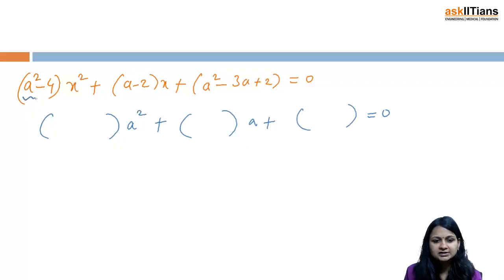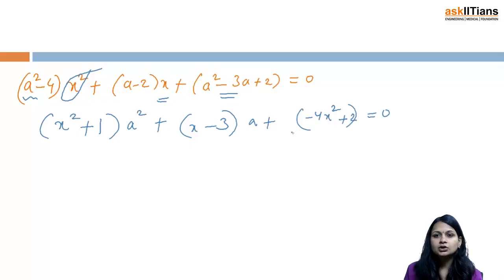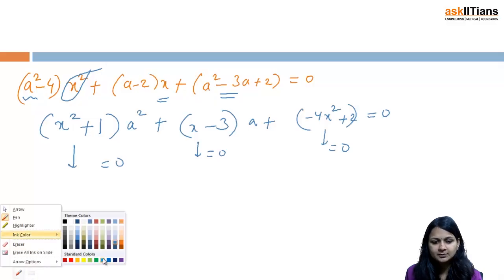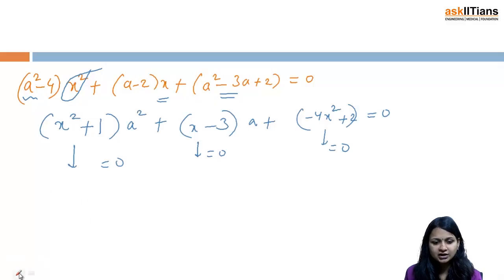So let us write, so what will come over here? With A square, what is attached? x square. So I will write x square, and here I am having plus 1. Okay. With A, what is linked? I have x from here and minus 3 from here. And what is the constant part? Minus 4x square from this and plus 2. So if I will make all of them equal to 0, I have to find, is there any common value of x for which all of them become 0? So let us check it out.